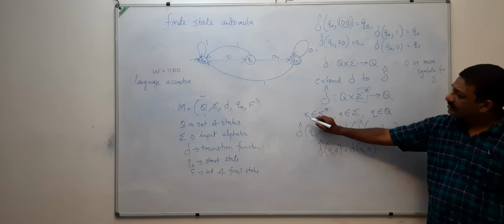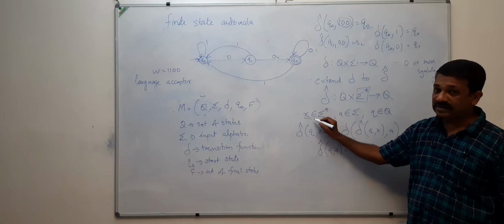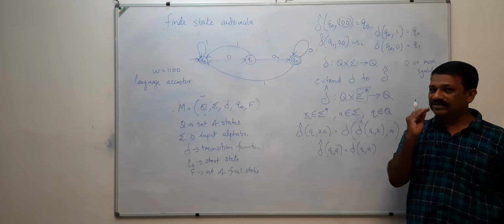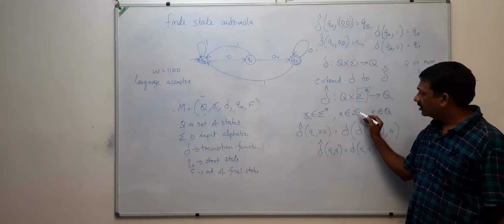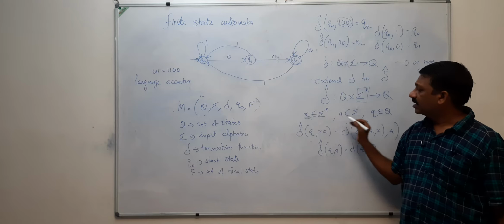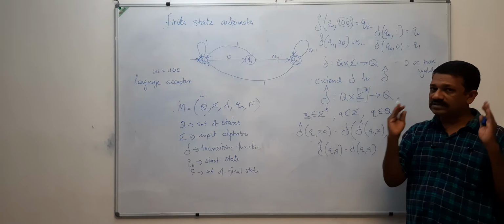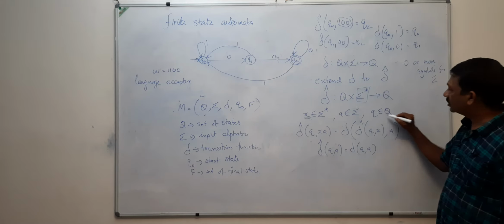Suppose that x is an element of sigma star, which means x is a valid string, and a is a valid input, a single input symbol, a is an element of sigma. What is the difference between sigma and sigma star? Sigma means it is a single input symbol, and sigma star means it is a string derived from that sigma. And Q is the set of states.